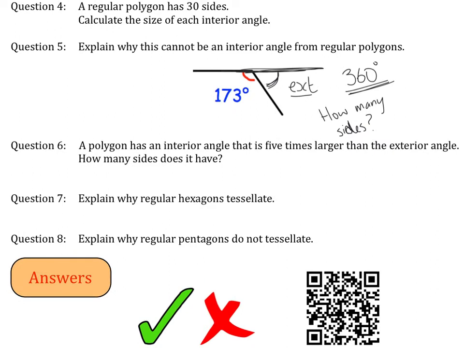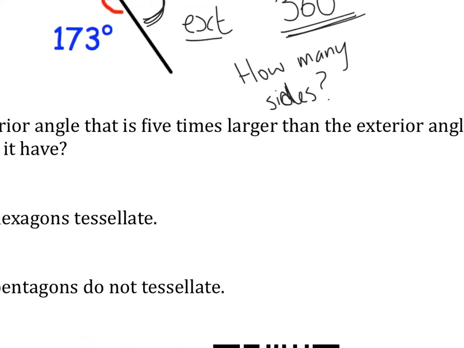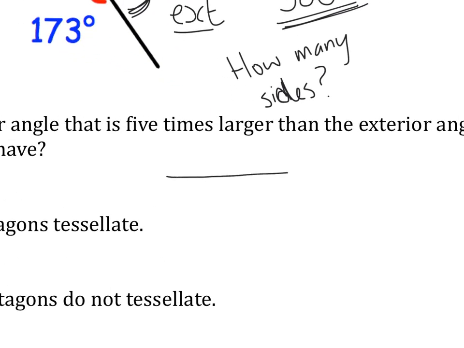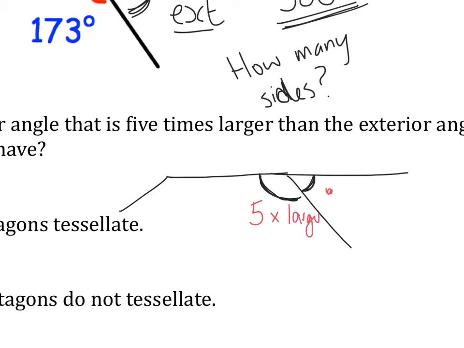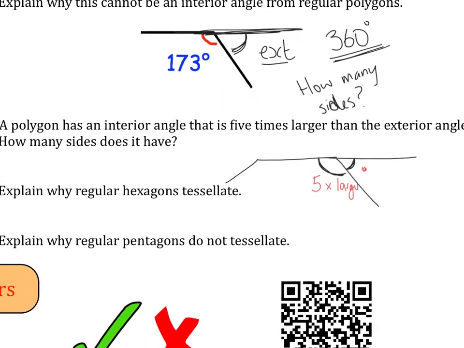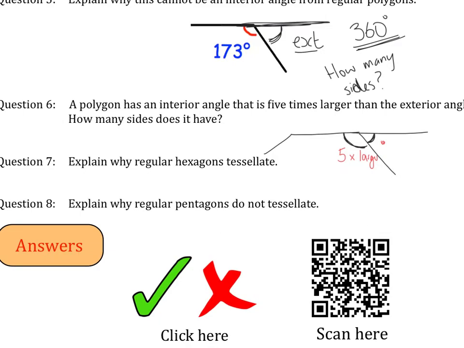A polygon has an interior angle that is 5 times larger than its exterior angle. How many sides does it have? Okay, so here we go. We'll start drawing a regular polygon. And so we'll keep going on like so. Here's the exterior angle. And here's the interior angle. Okay? So this here is 5 times larger than this one here. Okay, I don't really want to talk too much more about it. I want you to have a sort of a go at it yourselves.